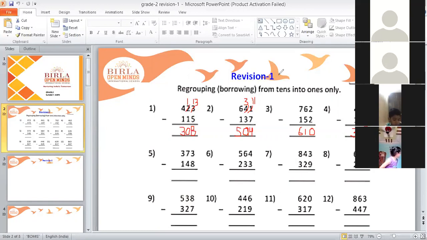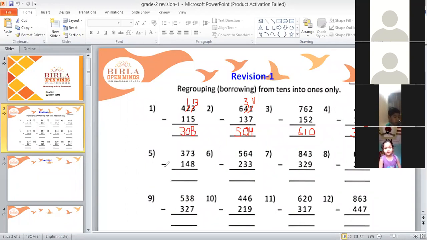Tanishka, unmute yourself and tell me next one. Fifth question. Read that question quickly. 373 minus 149. Who will read this symbol? 373 minus 148. Now read it properly. 373 minus 148. Yeah, now it's correct.